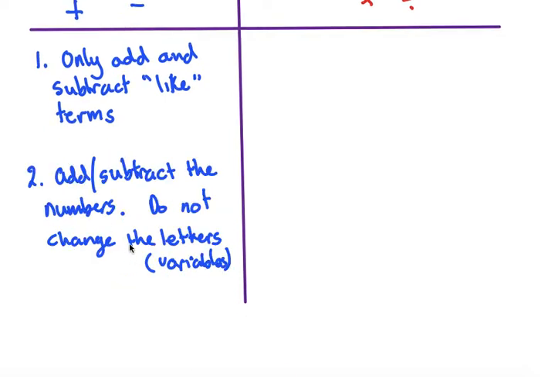So this brings us to the next point, that when we add and subtract only the numbers, we do not change the variables. That's really important. Do not change the variables. Okay? I'm going to give you some examples here. If we have 4x cubed plus 3x cubed, it stays as 7x cubed. So they stay as x cubes.